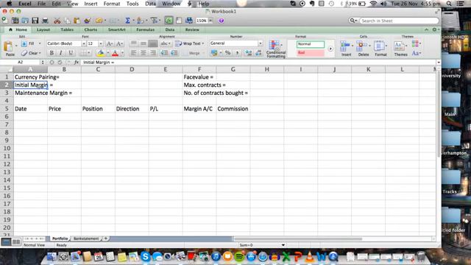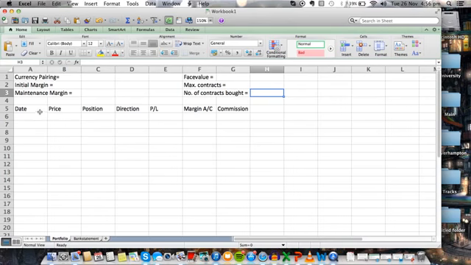You can look at the initial margin. Once you've decided on your currency pairing, you can then put your initial and your maintenance margin down. Face value will also be determined based upon currency pairing. Max number of contracts, once again, will also be determined based on currency pairing. And finally, number of contracts bought. This just keeps track of how many contracts you've bought for any one particular trade that you've done.